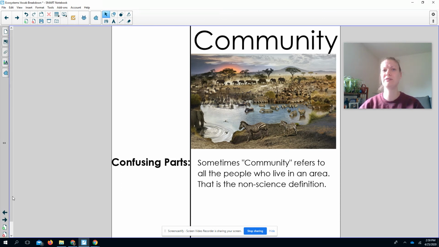The part that's kind of confusing about community is that it often can also be used in more of a social way, where we talk about the community of scientists, or we'll say, oh, the community around me is having a block party, where it sometimes just means the people who live in an area or the people who care about a certain thing. In this instance, it's a little bit different. So that's kind of the non-science definition. This is more of the science definition of community, what we're talking about today.